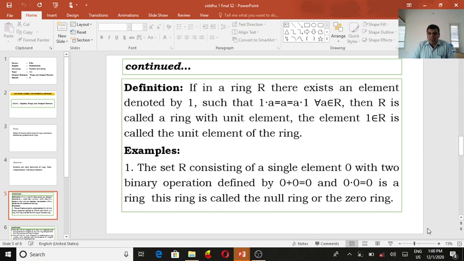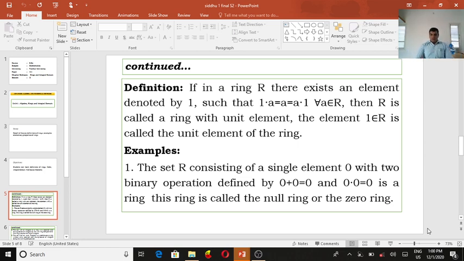The set R consisting of a single element 0, so R is non-empty, a single element is there. R consisting of a single element 0 with two binary operations defined by 0 plus 0 equal to 0 and 0 times 0 equal to 0 is a ring. This ring is called a null ring or zero ring. Simple definition. R is non-empty, with at least a single element 0.